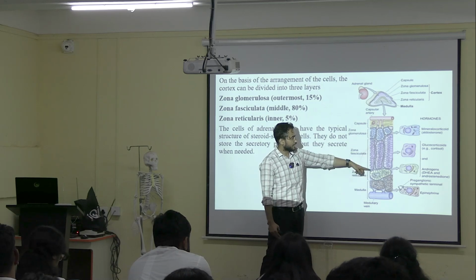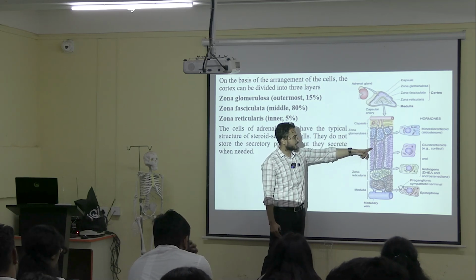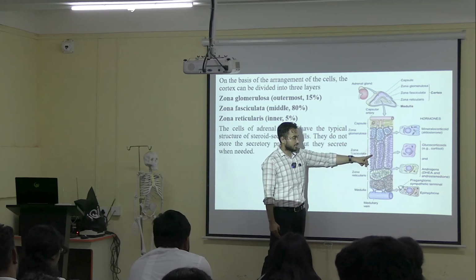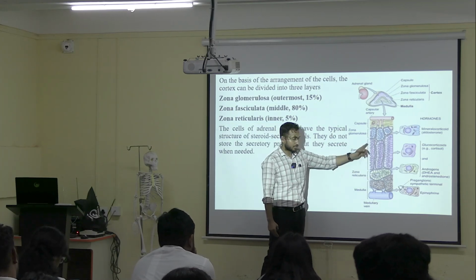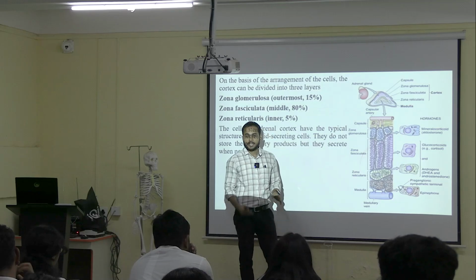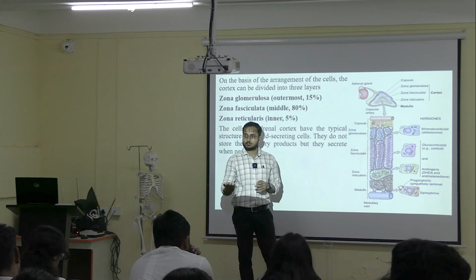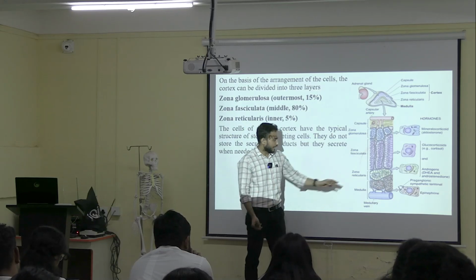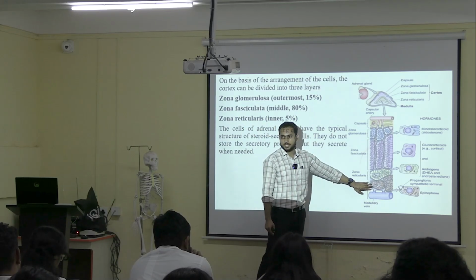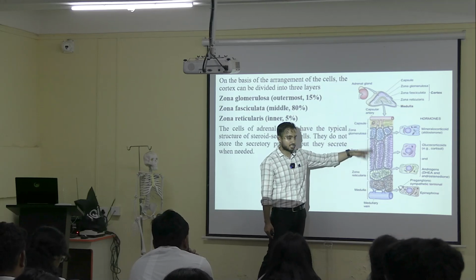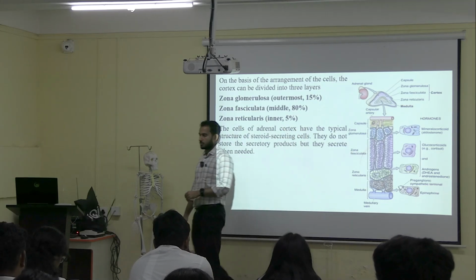In this diagram you can see the arrangement of the cells is different in each zone. In between the cells are sinusoids, so that the secretion can come directly into the blood. After that you can see the small medulla. Only 10% is made up of medulla, the remaining 90% is made up of cortex.